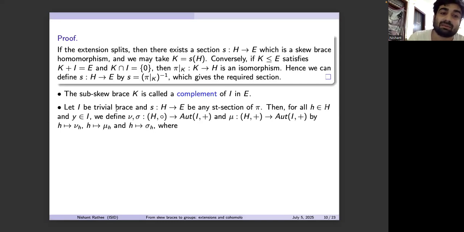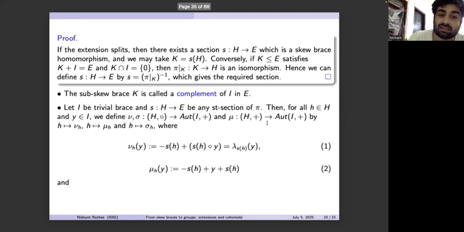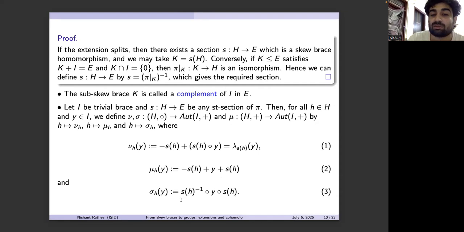So we take I to be the trivial brace, and let S be a section of the extension. Then for all h in H and y in I, you can define three maps: nu, sigma, and mu. Where nu and sigma are maps from H to the automorphisms of I, and mu is a map from H to the automorphisms of I plus, defined by this. This mu is the action of H corresponding to the lambda map, as I is invariant under the lambda map. So this part always belongs to I. Mu is the action of H corresponding to the additive groups, and this sigma is the action of H on I with respect to the multiplicative groups.